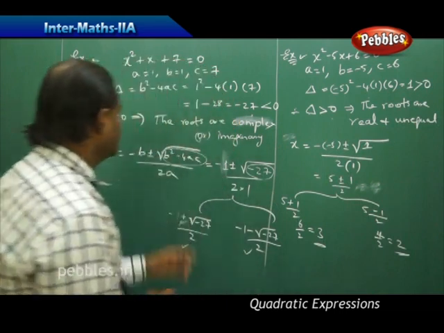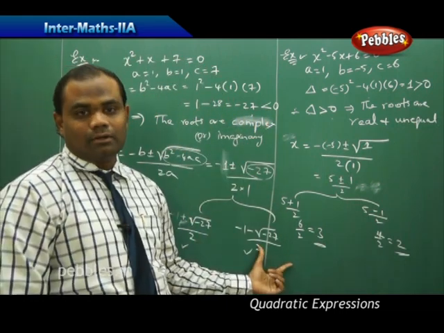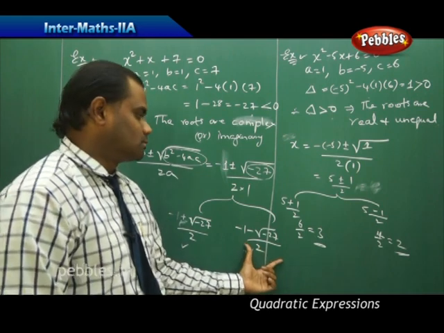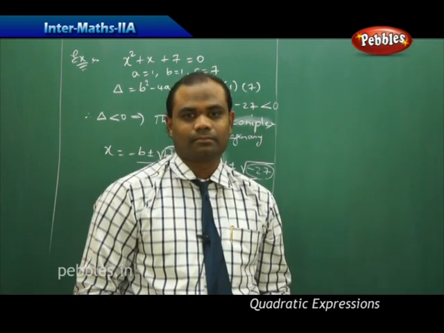In the other case, delta is simplified to be less than 0, so I get two complex or imaginary roots. Here, two real and distinct roots for delta greater than 0.